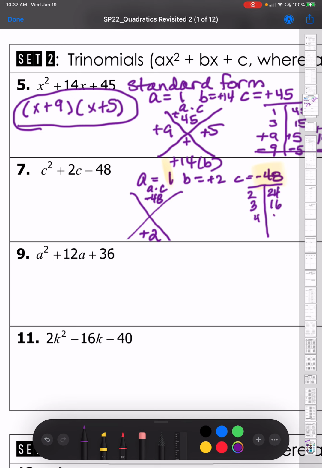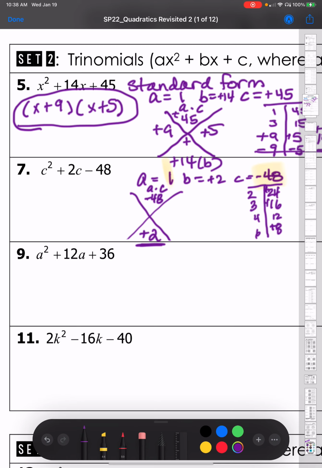We have 4 and 12. We have 6 and 8. Alright, so we have our factors, and we know that if we want them to add together to be a positive number, then the larger number has to be positive.